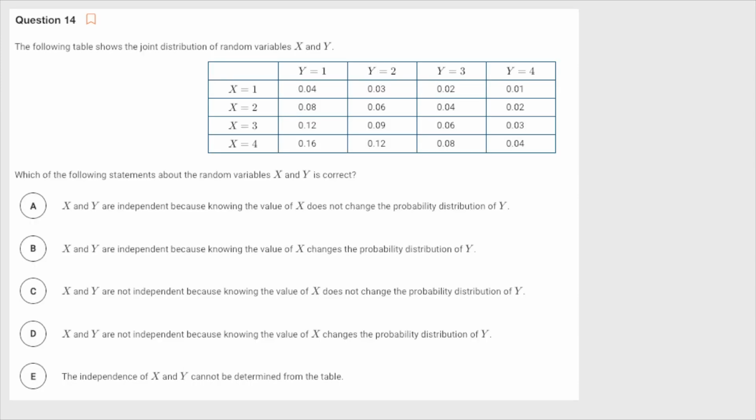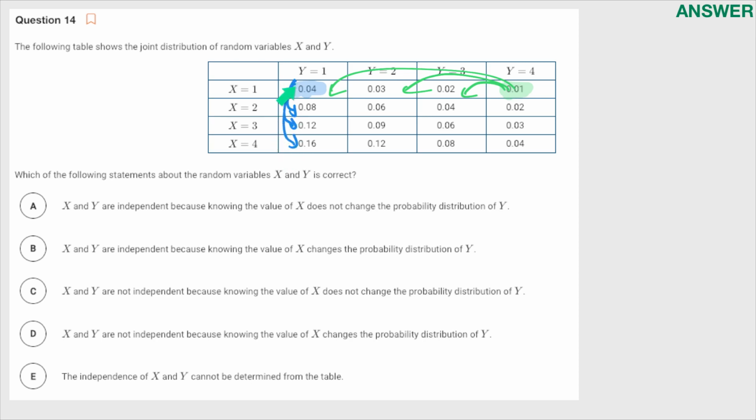First one gives you a probability table, a joint probability table for x and y, and asks you about independence between those two variables. At first glance, it might seem like you have to do a lot of calculations to determine independence, but if you just do a little bit of observing about patterns in the table, it looks like every x value is multiplied by the same amount in every column.